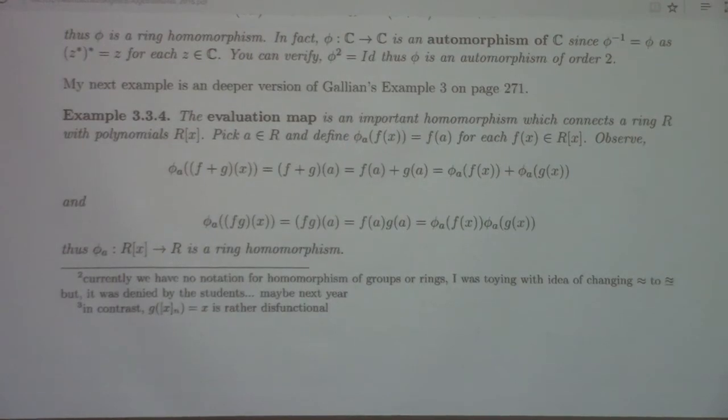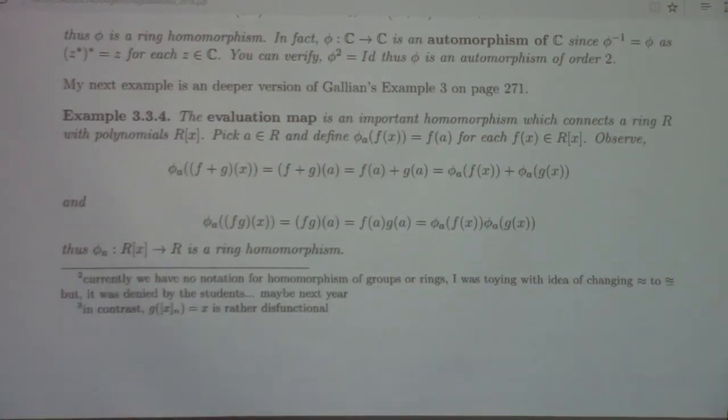Another example, and this is kind of an uber example, the evaluation map. If you take polynomials with coefficients in a ring, you pick any point you like in the ring. You define this map. If you feed it the polynomial, it just says stick the number into the polynomial, and that's going to be the definition of the map.